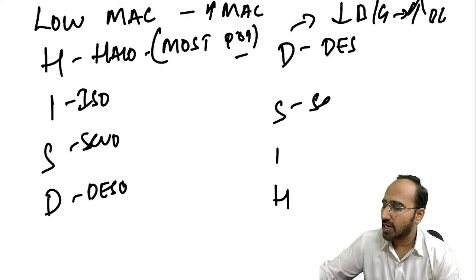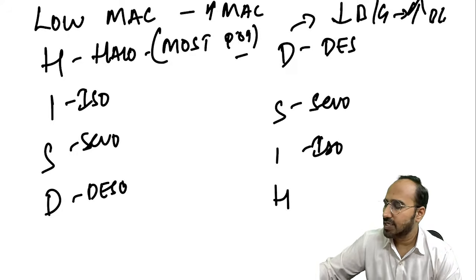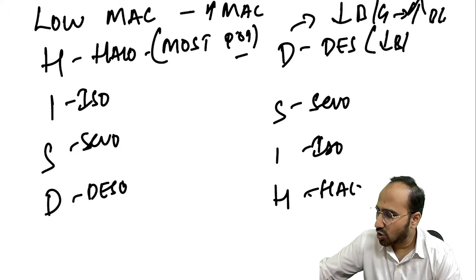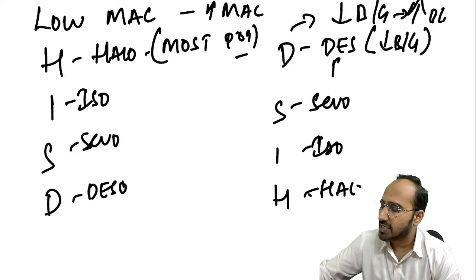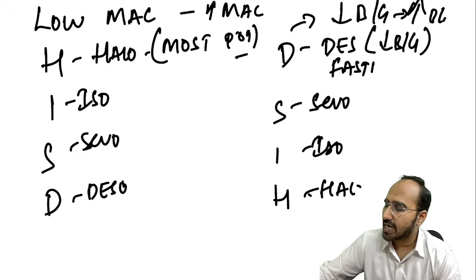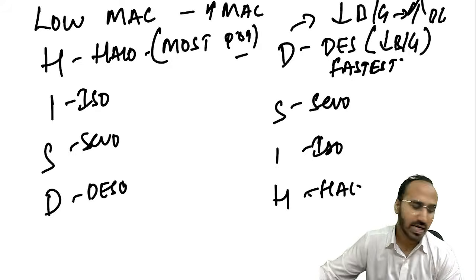Example, desflurane, sevoflurane, isoflurane, halothane. What does it mean? Desflurane has a low blood gas coefficient. That means it is the fastest acting inhalational agent. Fastest acting inhalational agent.